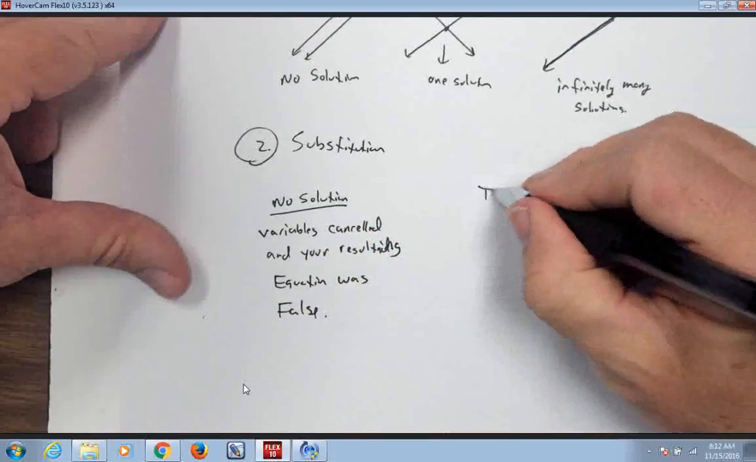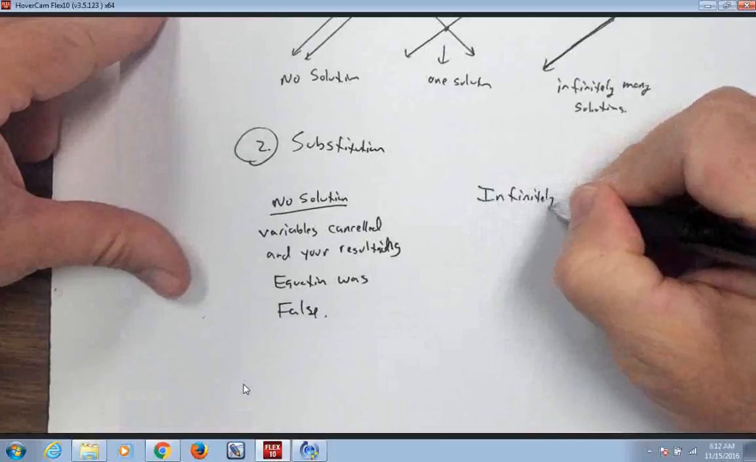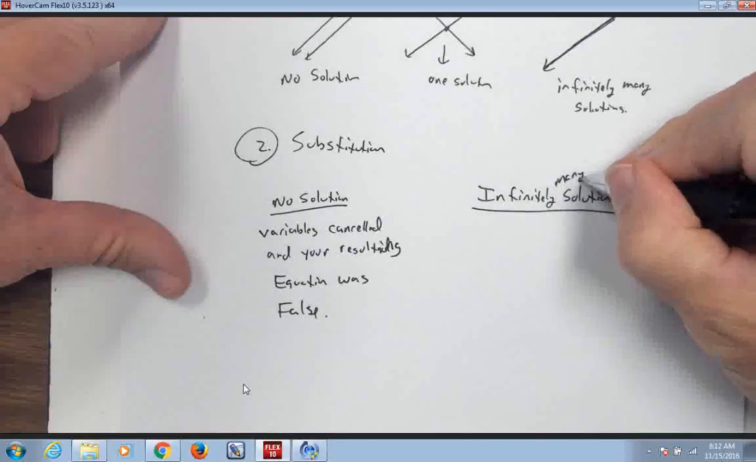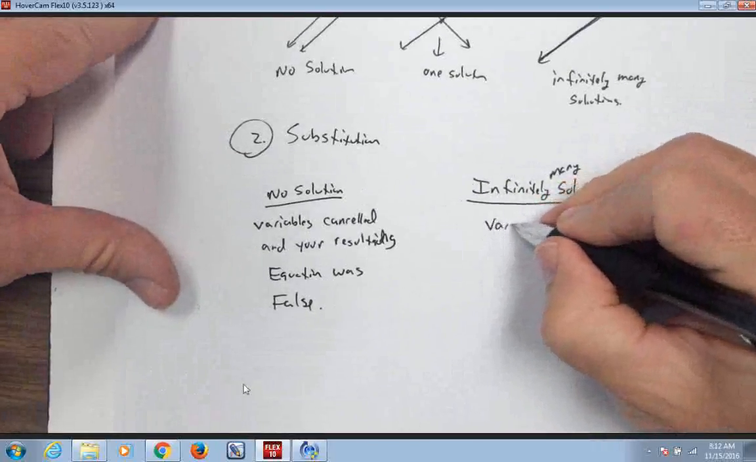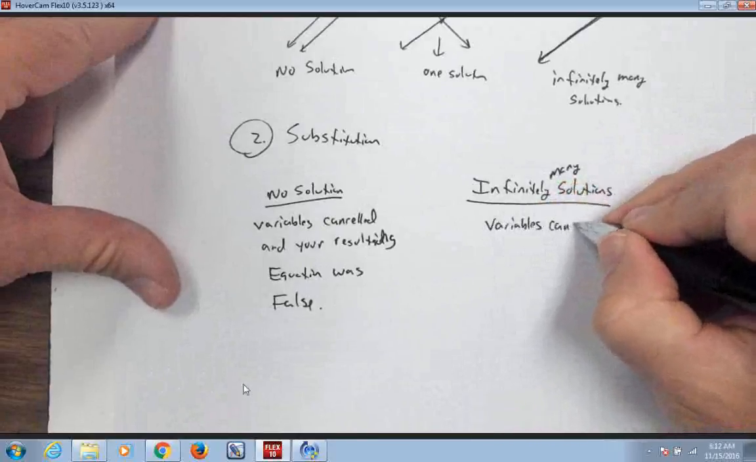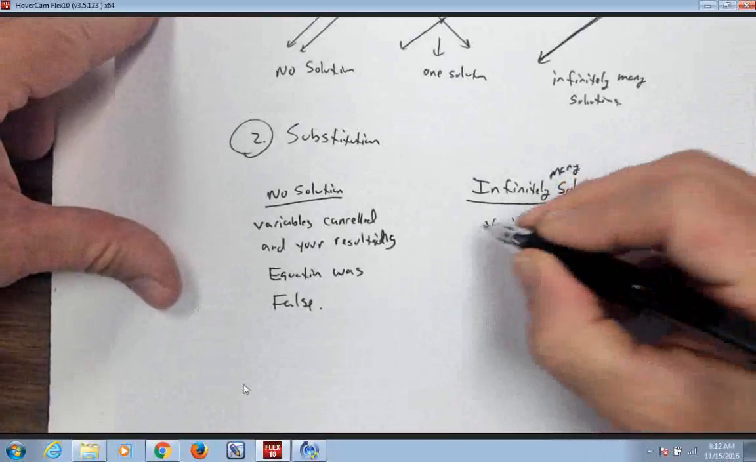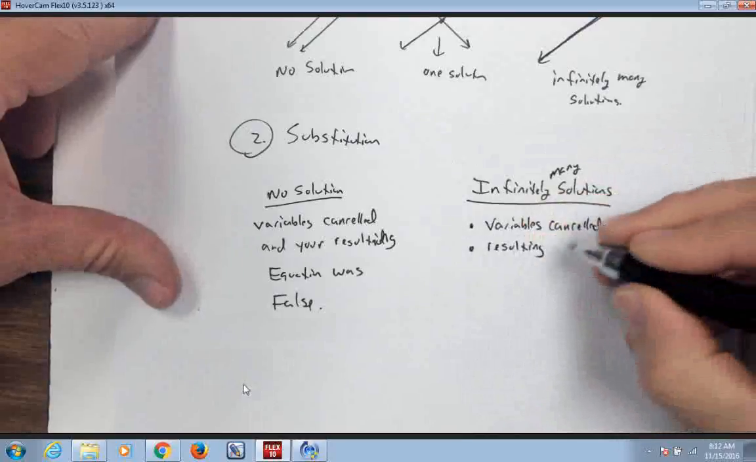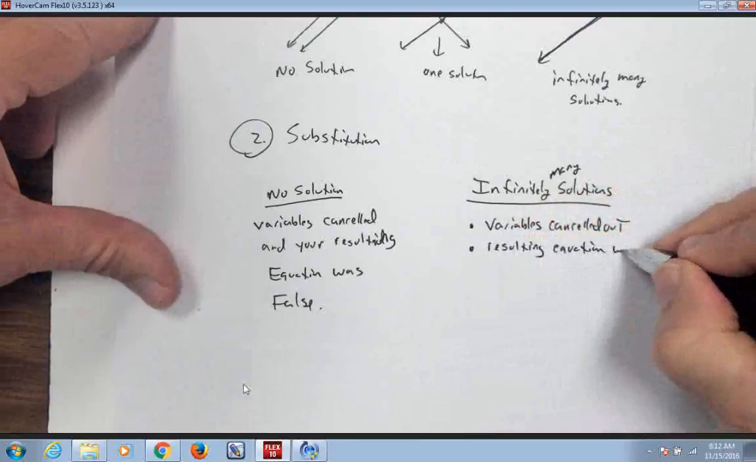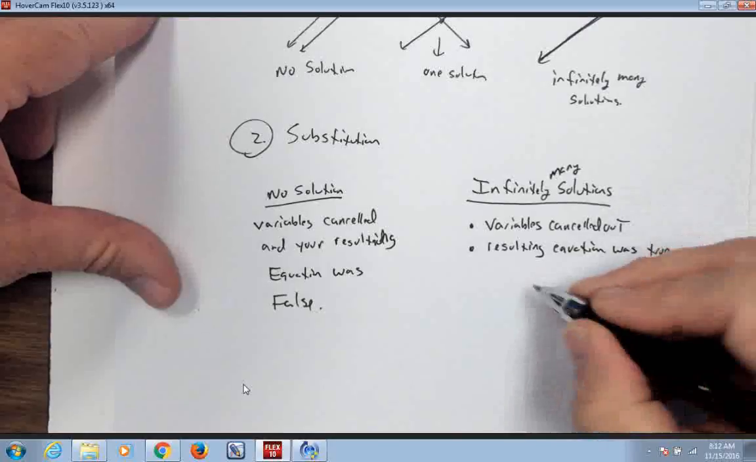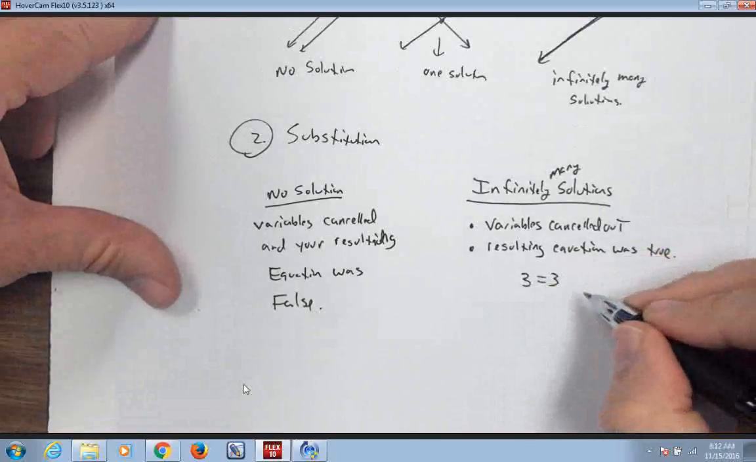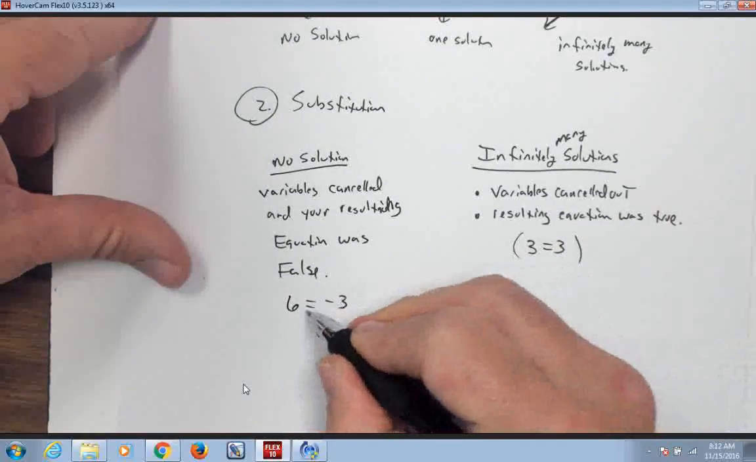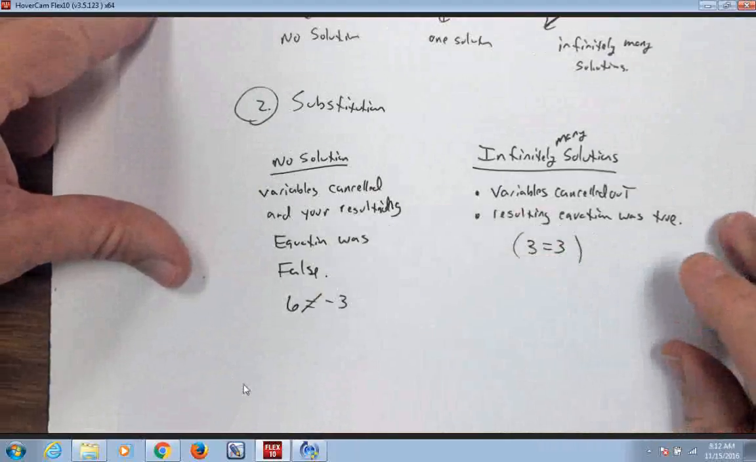Alright? How did you know that there was infinitely many solutions when we used substitution? What happened? First of all, your variables canceled out. And then the next thing was the resulting equation, whatever equation you had left over, was what? True. So an example of that is if you got something like 3 is equal to 3. Right? So if your equation was false, like 6 is equal to a negative 3, see how that's false? That means that there is no solution.